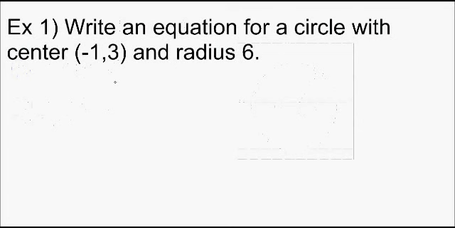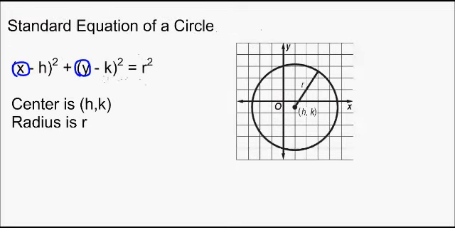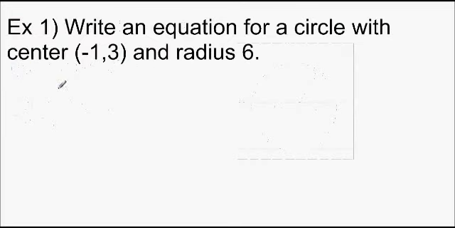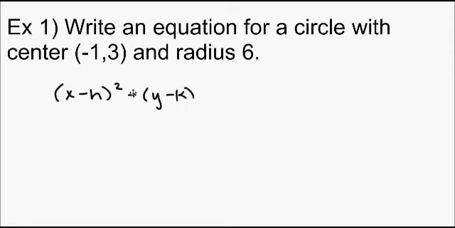Example 1, we want to write an equation for a circle with center (-1, 3) and radius 6. The first thing I'm going to do is write out my equation in standard form. So again, it's this part here: parentheses x minus h squared plus y minus k squared equals r squared. And now I'm going to label what I have with these letters. Remember, the center of the circle is h, k, and the radius is r.